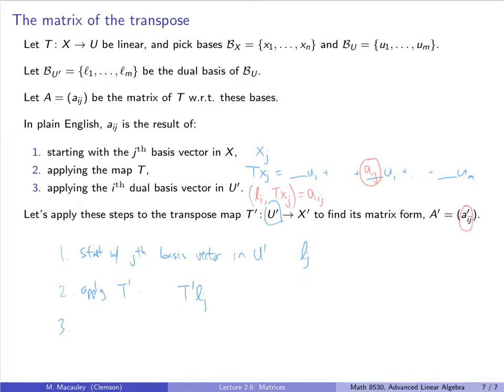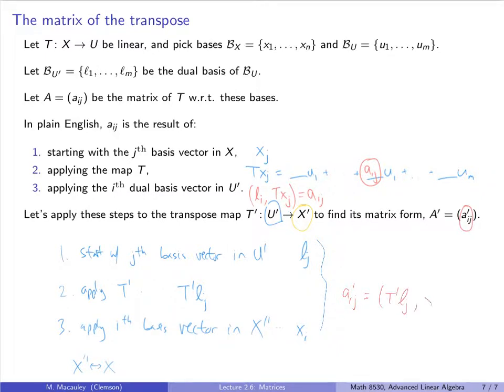And finally, we apply the ith dual basis vector in the target space, which is the dual of X prime. So apply the ith basis vector in X double prime. And what is that? That is literally the evaluation map of plugging in xi. So remember, if we associate X double prime with X as we always do, then that is just the ith vector xi. In other words, we are plugging this in to here. So the result of this is that Aij prime is, we are plugging xi into T prime Lj.